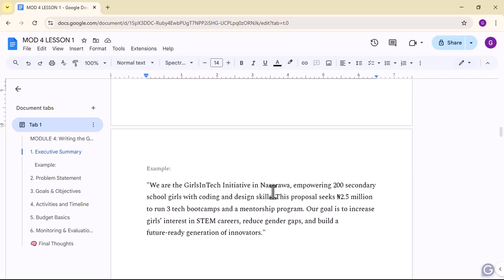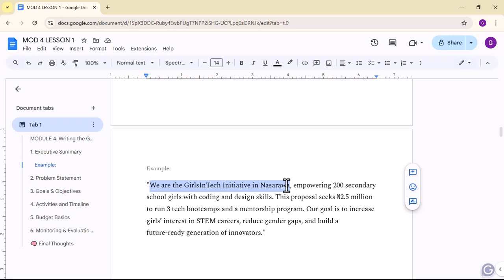Remember, we said it will consist of who you are. Now, in this place, who they are is the Girls in Tech Initiative, and they are in Nasarawa State. Remember, all the lessons that we've been talking about, when you are defining your problem, you should be able to narrow it down to a particular place. Now, who they are: the Girls in Tech Initiative in Nasarawa. So the problem they are solving is that they are empowering 200 secondary school girls in Nasarawa with coding and design skills, right? Now, the solution, that is also the solution.